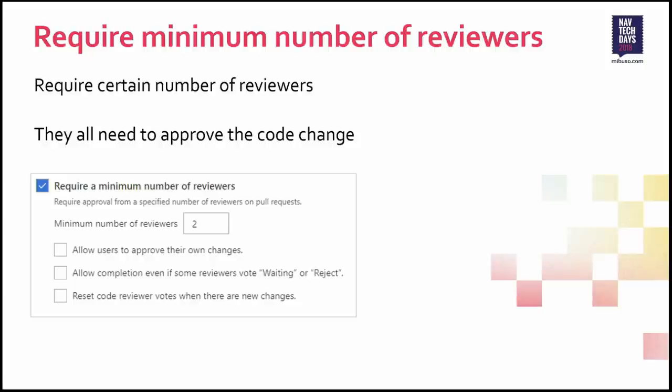to approve that code. And the nice thing is that you can vote for your own code changes. You can do that. But you need to be allowed to approve it with this checkbox. Otherwise, you can approve, but your vote will not count towards that minimum number of reviewers. So otherwise, it will just not work. So if I want to vote for my own code changes, I have to set that allow users to approve their own changes.